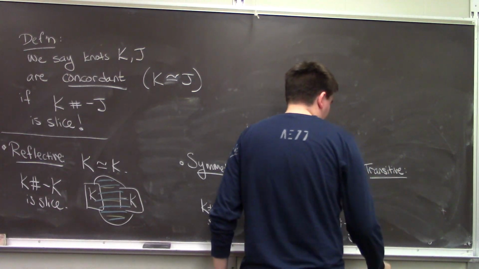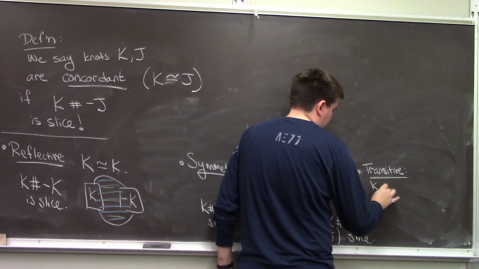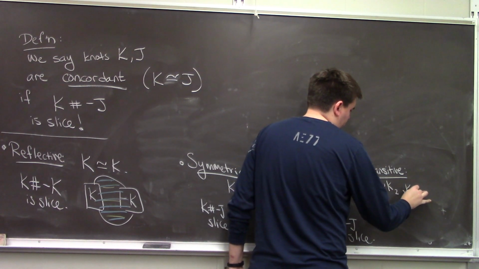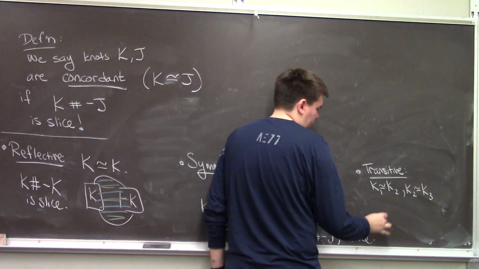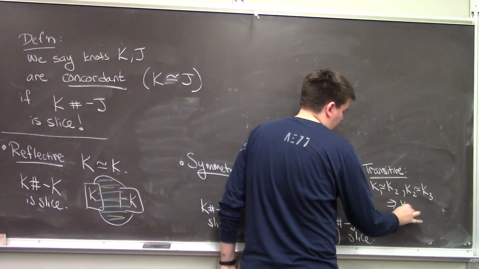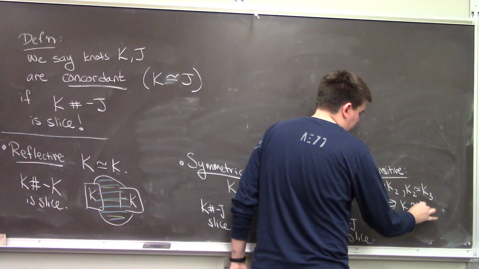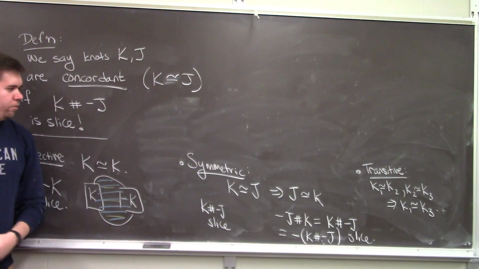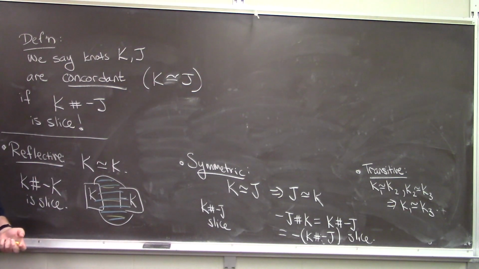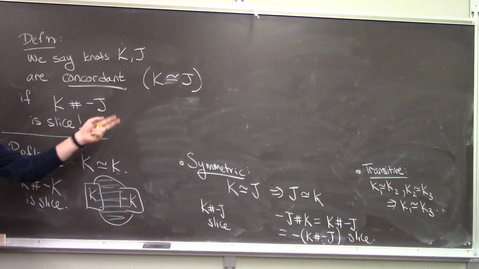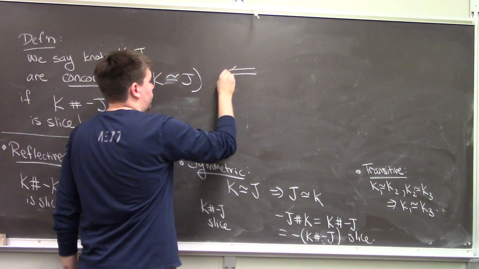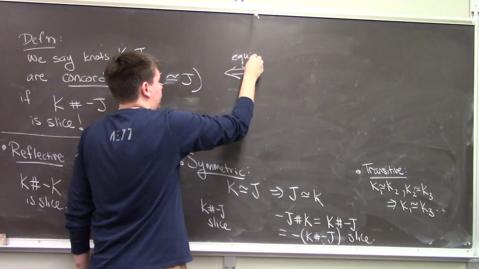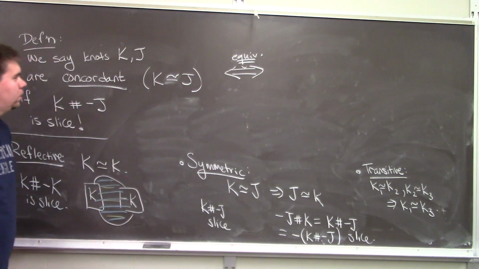In particular, we want to show that if K1 is concordant to K2, and K2 is concordant to knot K3, that implies that K1 is concordant to K3. And the best way for me, I think, to show this is to instead give a slightly different definition of concordance, but an equivalent definition. So here's an equivalent definition, and this is actually the much more natural definition.